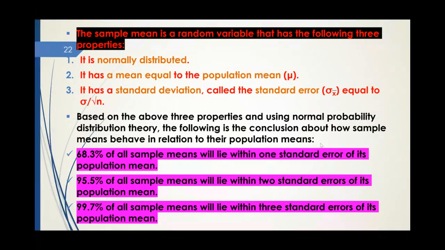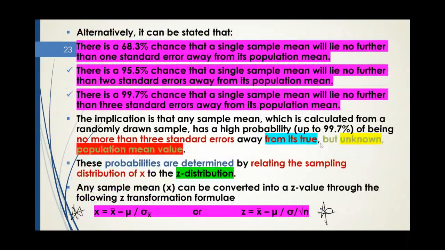Okay, based on the above three properties and using normal probability distribution theory, the following is the conclusion about how sample means behave in relation to their population. Okay, I'm gonna show you this graphically. Okay, but this is very, very important. Okay, this is what we are talking about when it comes to continuous distribution. These formulas we're going to be applying, these are the two formulas that we're going to be applying in learning unit 7. All right, so we're going through all of this theory so that we can understand these two formulas, how to apply them.